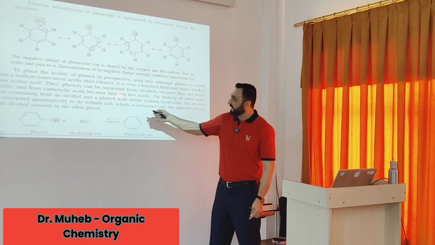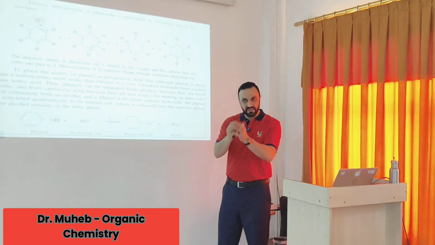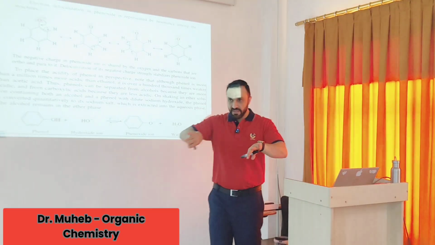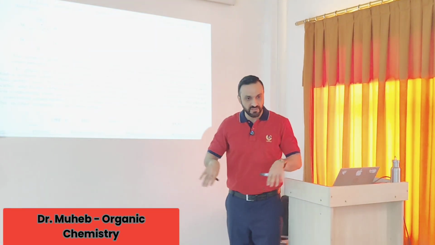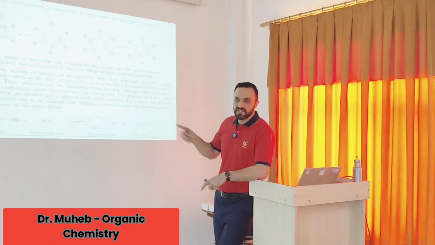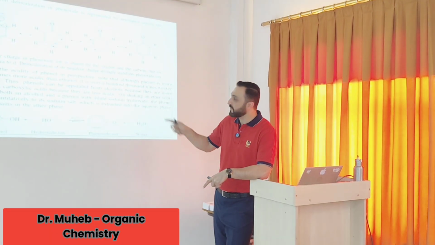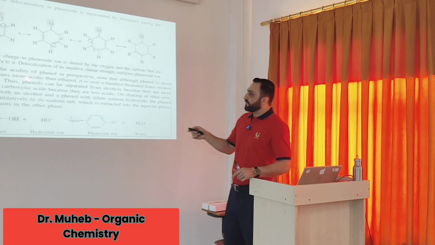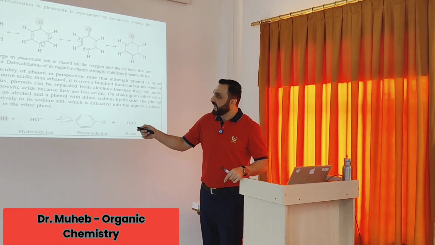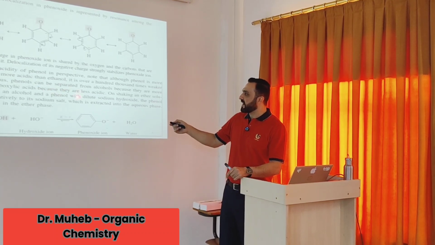Thus, phenol can be separated from alcohol. If you have phenol and alcohol together in the same flask, you can separate the ethanol from the phenol by using the different acidity between them, by using the solubility. I will explain for you. So phenol can be separated from alcohol because they are more acidic, and from carboxylic acid because they are less acidic.